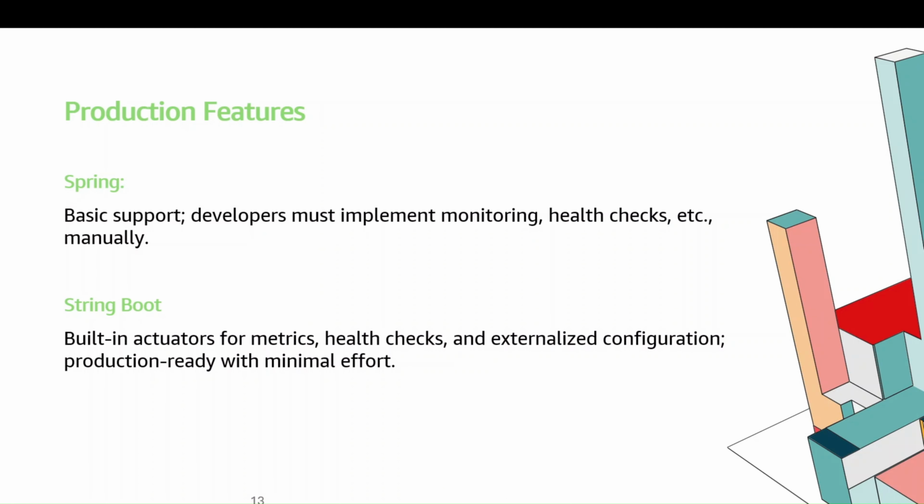Production features. In Spring, we do not have something called actuators, but in Spring Boot, we have actuators. By using actuators, we can get the configuration details, core dumps, memory utilization, and a lot of other details like health check and monitoring the system. All of these are available through actuators. These actuators are available in Spring Boot. They are not available at the Spring level. This is one of the best features of Spring Boot.